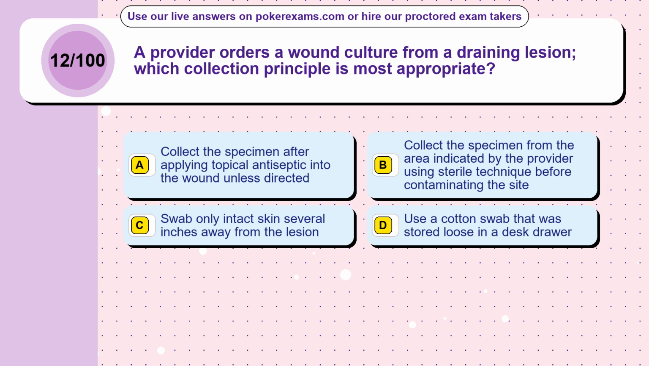Question 12. A provider orders a wound culture from a draining lesion. Which collection principle is most appropriate? Option A. Collect the specimen after applying topical antiseptic into the wound unless directed.